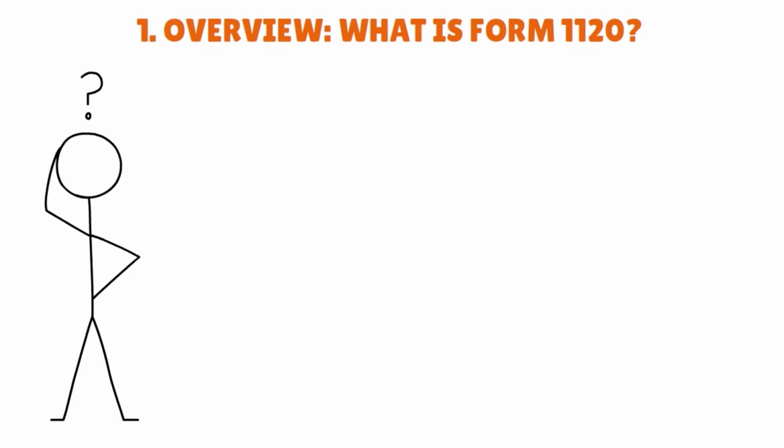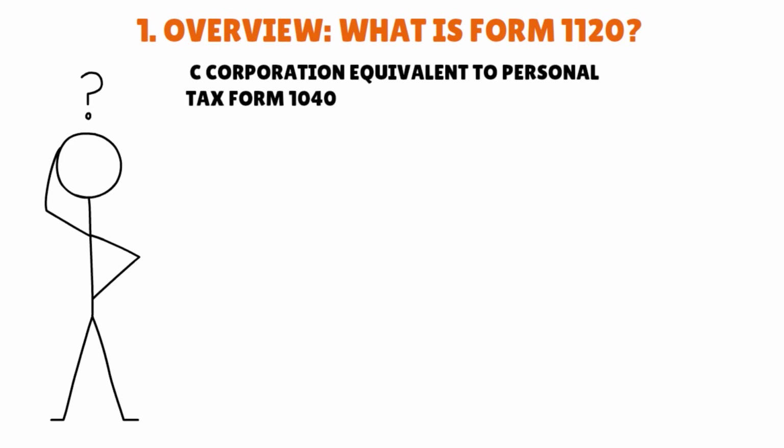Think of Form 1120 as the C corporation equivalent to Personal Tax Form 1040. And unlike other business structures, companies taxed as C corporations pay a flat 21% corporate tax rate on taxable income. Taxable income really is the difference between a C corporation's income and its business tax deductions, losses, and credits. Remember, taxable income is different from the accounting income.